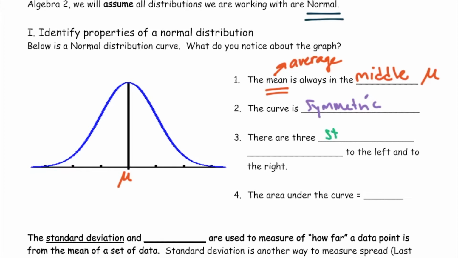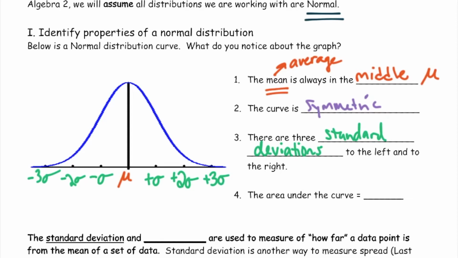Thirdly, there are 3 standard deviations on the left and right side of this. So what I mean by that is if the mean, let's say the average is 50, then we're going to go up 1 standard deviation, up 2 standard deviations, and then up 3 standard deviations from that mean of 50. So if the standard deviation was 5, we'd be at 55, 60, 65. We're also going to go down 1, 2, and 3 standard deviations on either side.